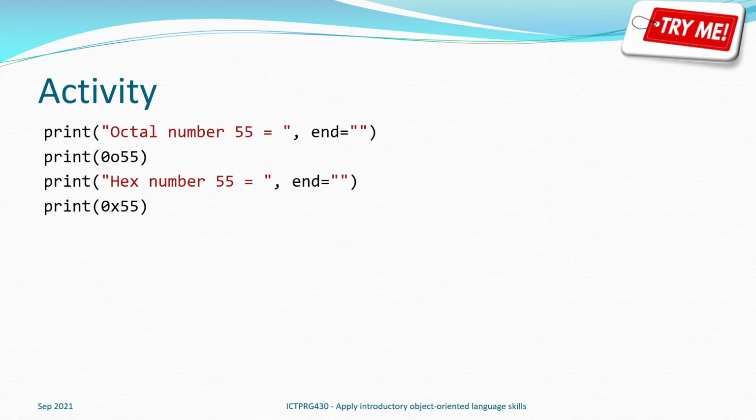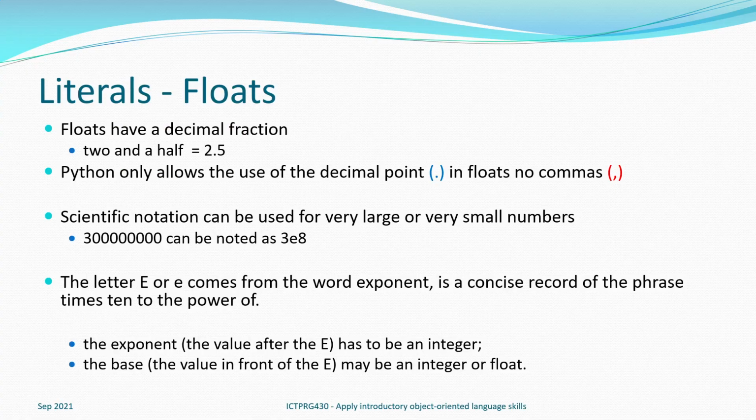And through the lovely function of hitting the pause key, you've gone off and done your coding and gotten these results. So octal 55 is 45 in decimal, and hex 55 is 85 in decimal. Quick, easy way of converting numbers. So that was integers. Next is floats. Now floats, you need to use a decimal point. If you try to use commas, you'll get an error.